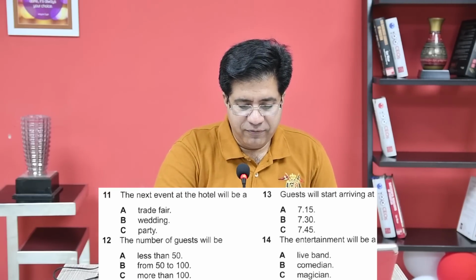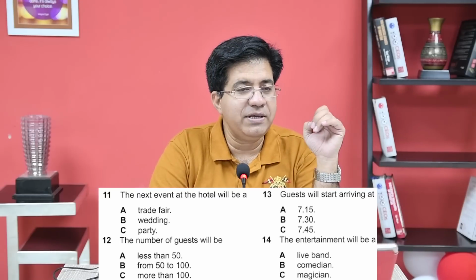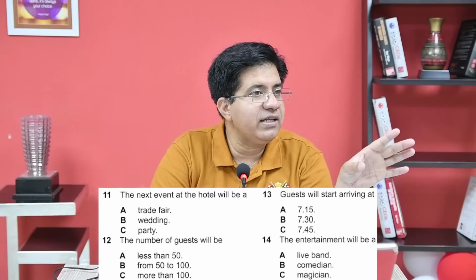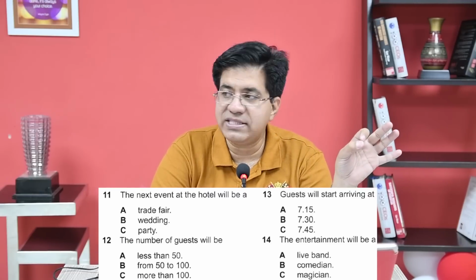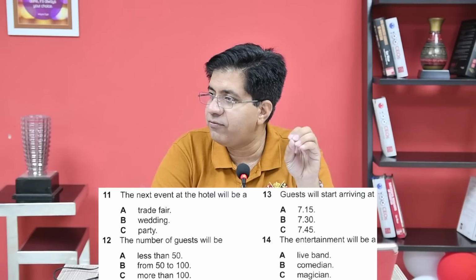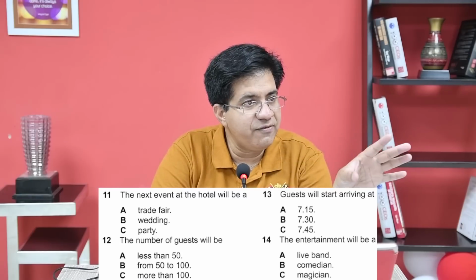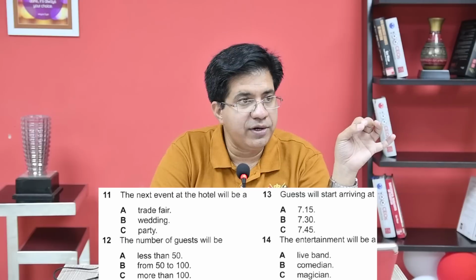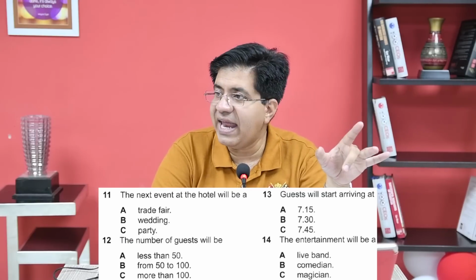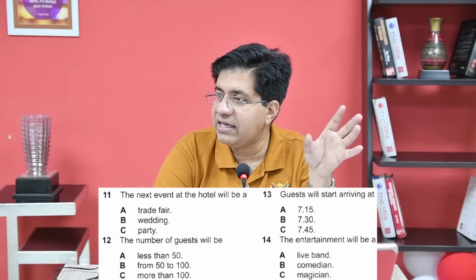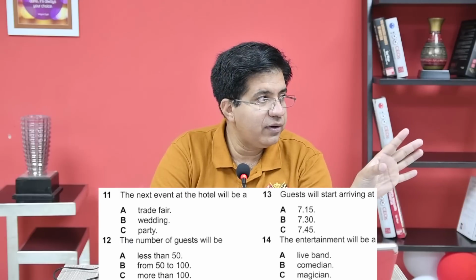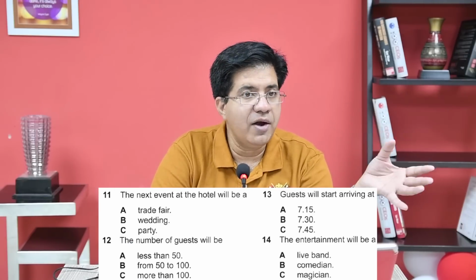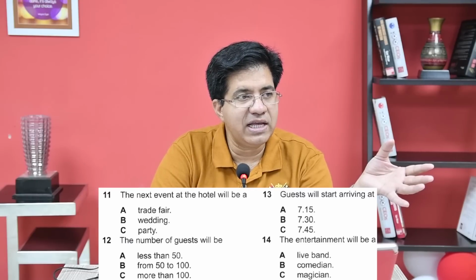Now, question number 12. The number of guests will be, it's a technical question. Number of guests will be less than 50. Any number that they say less than 50, 49, 25, 20, that is option A. B, from 50 to 100, means between 50 and 100. It can be 70, 80, or up to 100. 100 is included. And last is C, more than 100. For more than 100, they might say above 100.